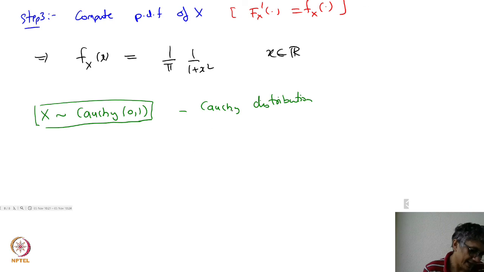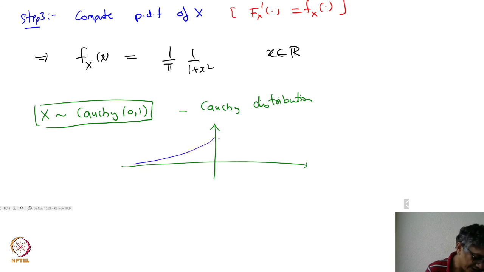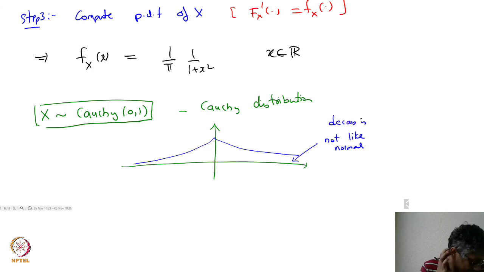The idea again is that X is kind of like normal, but it's a little different. It's again like 1 over pi here, and then it comes down this way and comes down this way. But somehow the tails are different. The tails are not like normal. It is symmetric, but the decay is not like normal, because in the normal you have exponential decay.